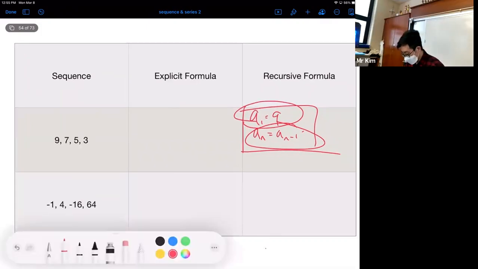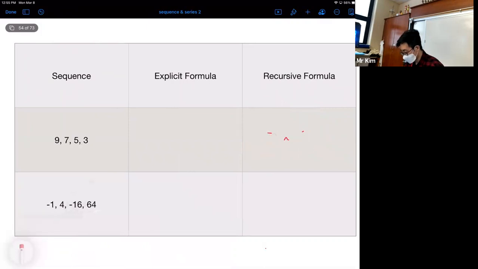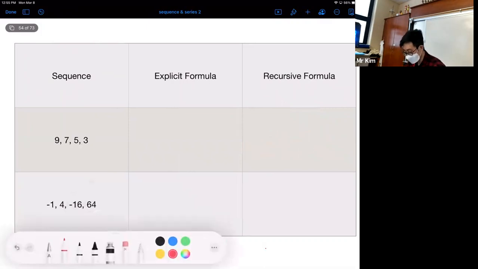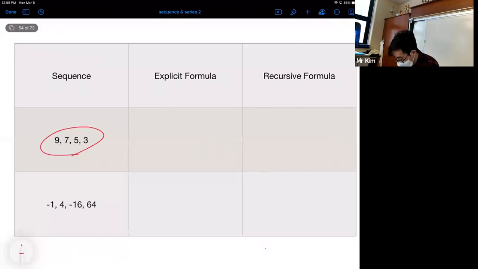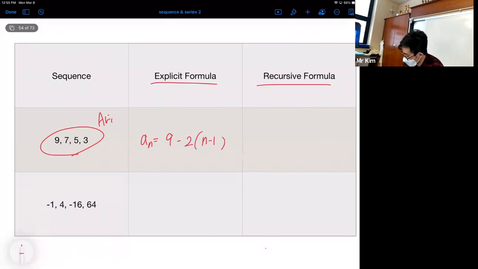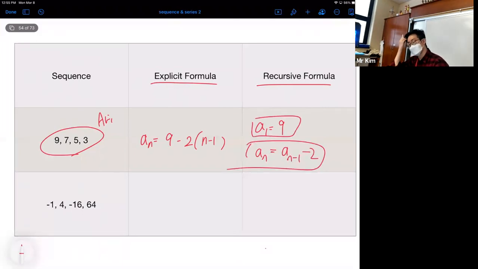Okay, so let's take care of both the explicit and recursive formula for this. First, tell me if this is arithmetic or geometric here. Can I start with Wyatt? This is arithmetic. And then explicit. a sub n is 9 minus 2 times n. That's perfect. And recursive, please. a sub 1 equals 9, and a sub n equals a sub n minus 1 minus 2. Okay, good. So two things like this. I require that for every recursive formula out there.